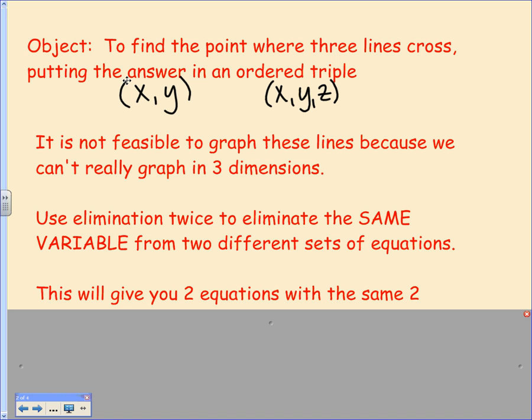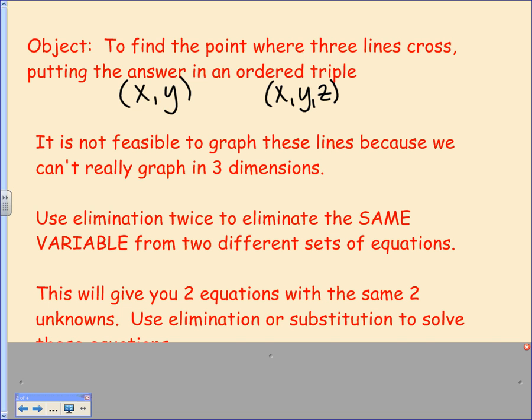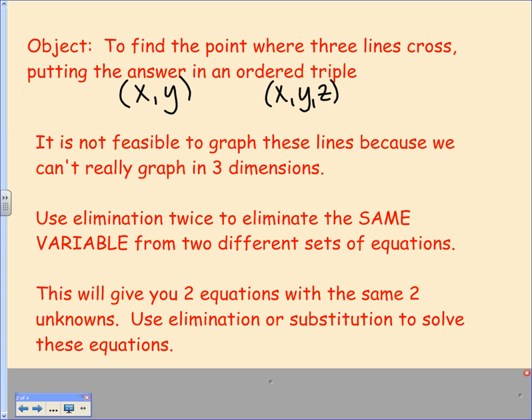I don't know Romanian. Okay, so you're going to use elimination twice on these to eliminate one variable. So you're either going to eliminate x or y or z. And then you're going to have 2 equations with 2 unknowns, because we have x, y, and z. So if you eliminate x, you're still left with y and z. Does that make sense? Okay, so you're going to use elimination or substitution at that point to solve for your other 2 variables. You're going to do elimination twice, and that's going to give you a system of 2 equations with 2 unknowns, and then you'll do what you've been doing for them.